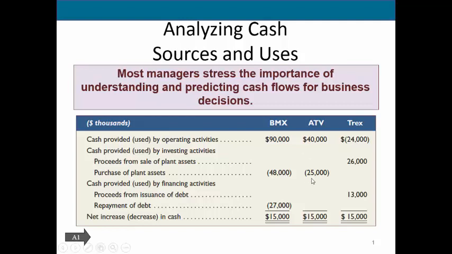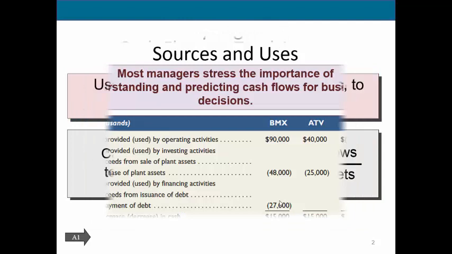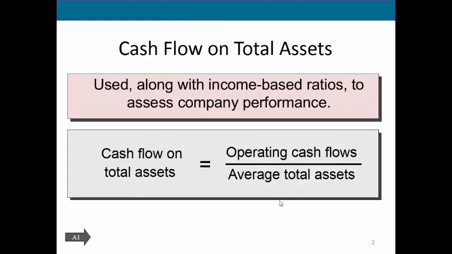Are they investing in their company? Are they in a place where they're borrowing money? Or are they paying it off? So it gives us a picture of what's going on with a company. We're going to end the chapter with just another basic ratio, and this is the cash flow on total assets. It's a pretty simple ratio.